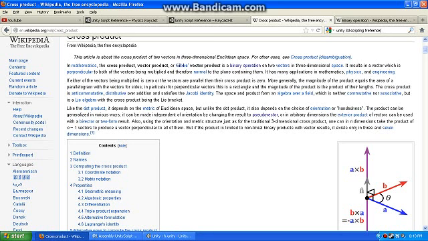In mathematics, the cross product, vector product, or Gibbs vector product is a binary operation on two vectors in three-dimensional space. It results in a vector which is perpendicular to both of the vectors being multiplied and therefore normal to the plane containing them. Good. It has many applications in mathematics, physics, and engineering.